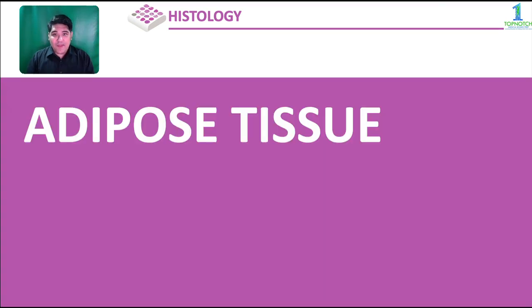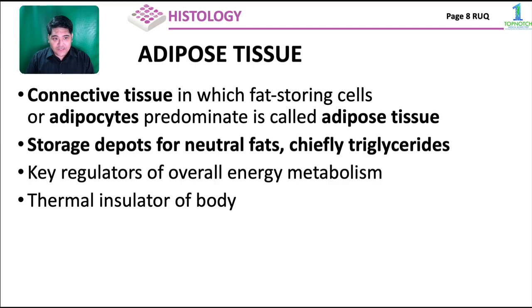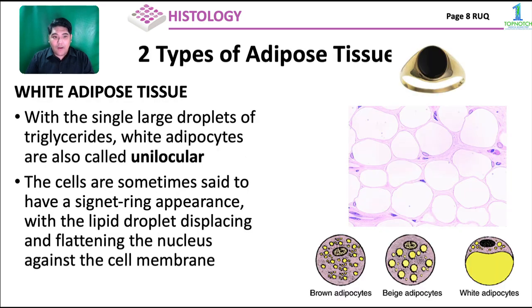Let's move on to the next topic, this time adipose tissue. Guys, tandaan nyo ha, ang adipose tissue, under pa rin siya ng connective tissue. This is a specialized form of connective tissue, your adipose tissue. So it is a connective tissue in which fat-storing cells or your adipocytes predominate. So again, adipose for tissue, pag cell naman, adipocytes. They store neutral fats, chiefly your triglycerides. And they are the key regulators of overall energy metabolism and thermal insulator of our body.